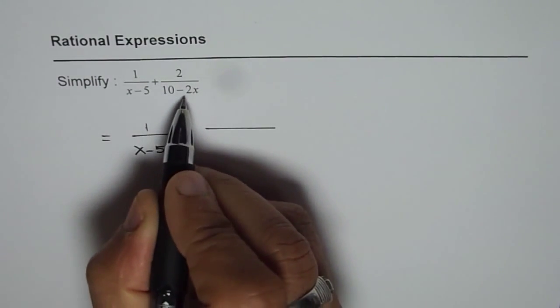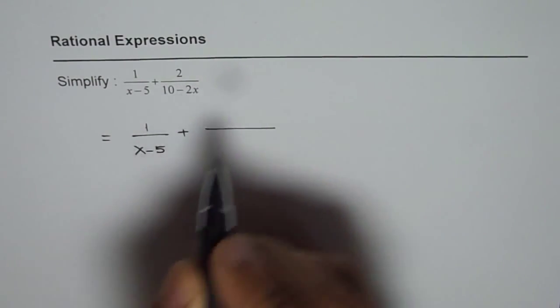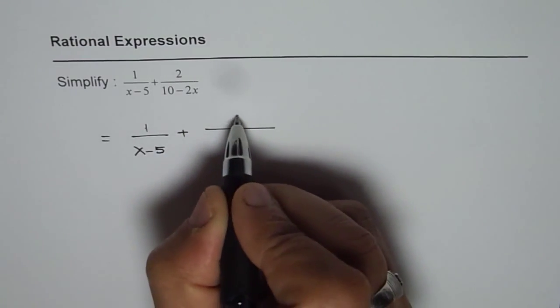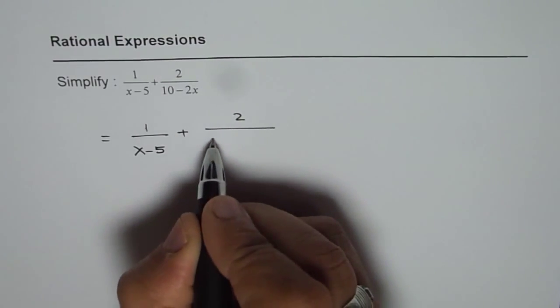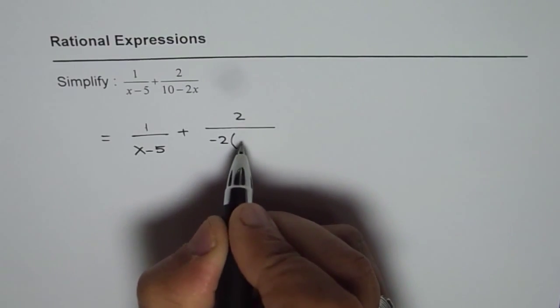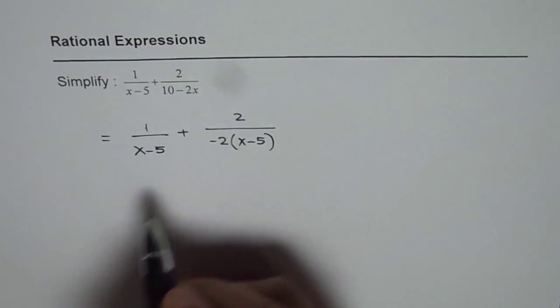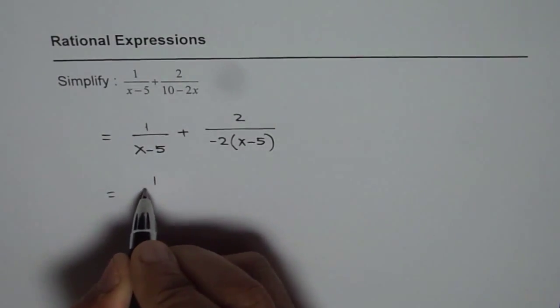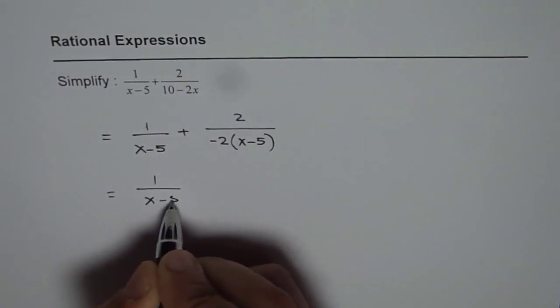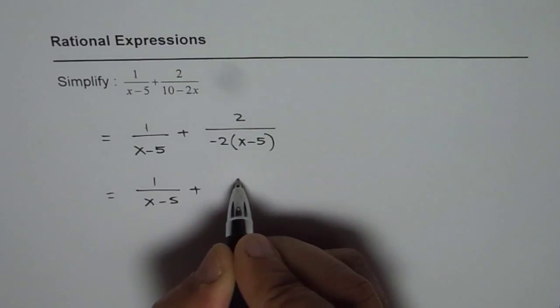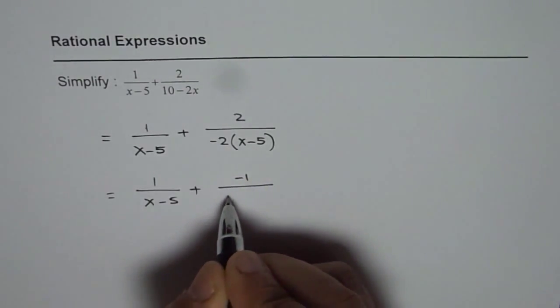Now we can take minus 2 as the common factor in the denominator of the second term. So if you take minus 2, you get x minus 5, right? Now this can be simplified and we get 1 over x minus 5 plus, that gives you minus 1 over x minus 5.